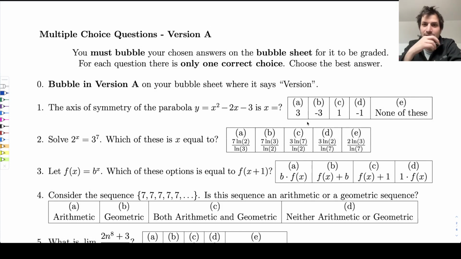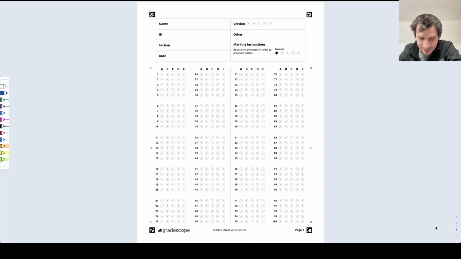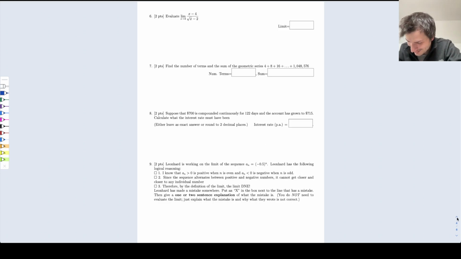Question 1. Oh, question 0. Bubble in the version number. So make sure you do that on the bubble sheet. You've got to bubble in here the version number, version A. Make sure you do that. Okay, let's go to the actual answers now.